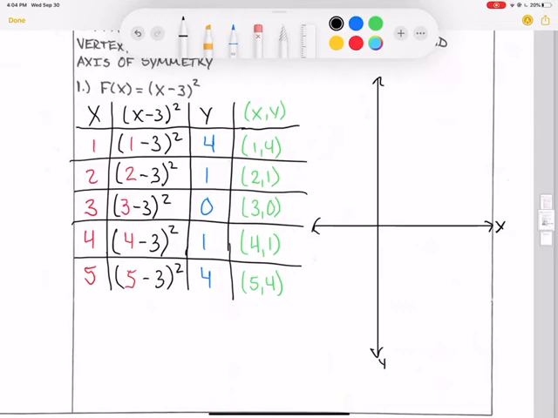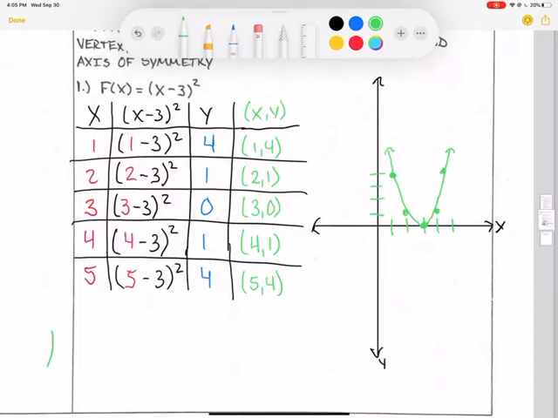So this is my x-axis, this is my y-axis. My first point is at 1, 4, so on the x-axis 1, on the y-axis 4. First point. 2, 1, 3, 0, 4, 1, 5, 4. And right there. Okay. So we're going to connect these points with a line and arrows on both ends.